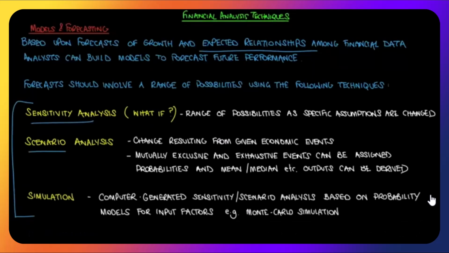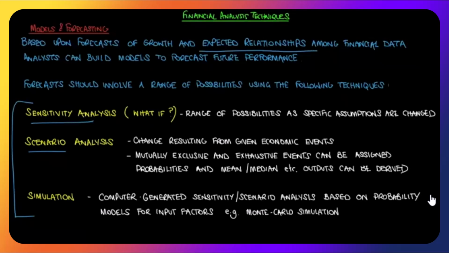Sensitivity, what-if analysis is a term they give it in the module. A range of possibilities as specific assumptions are changed. So you change one assumption. Maybe you change the assumption that sales is going to grow by 10%. You instead grow it by 8%. What does that do to your output?